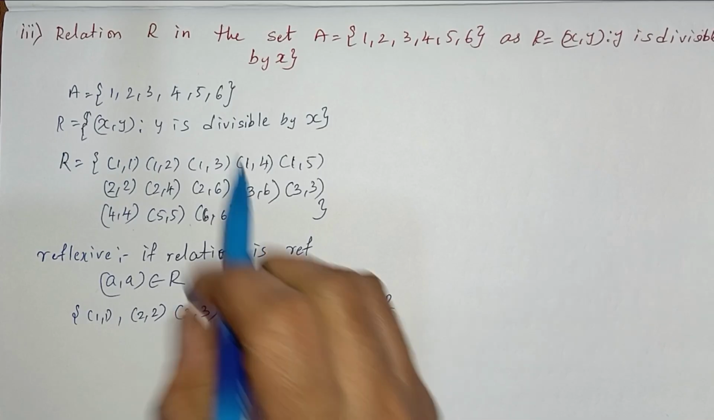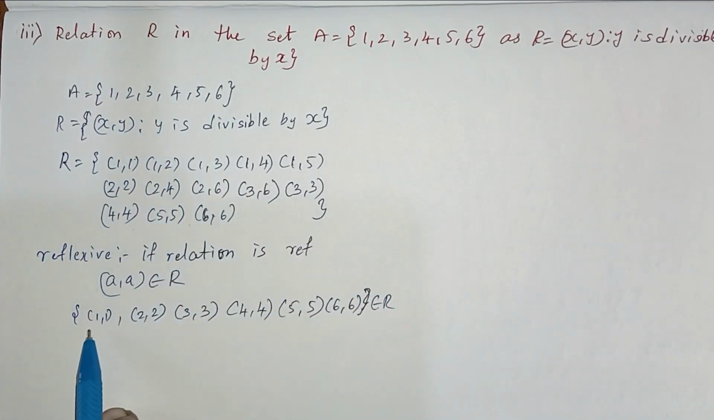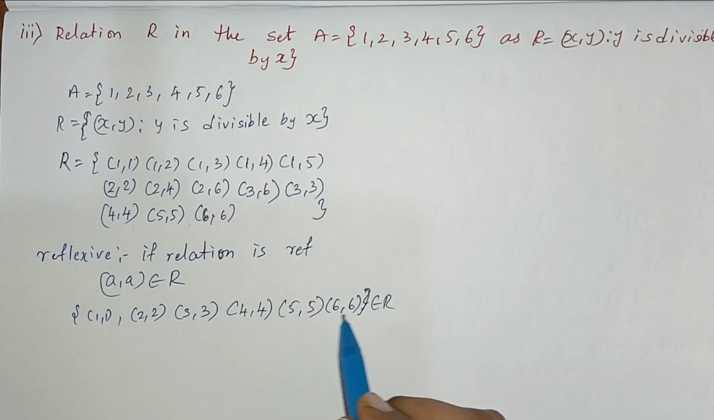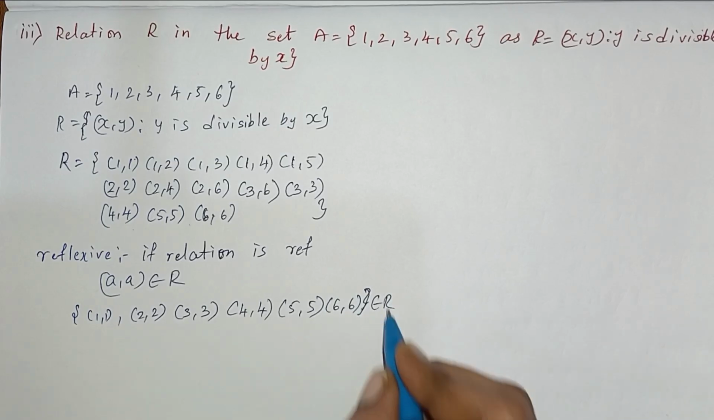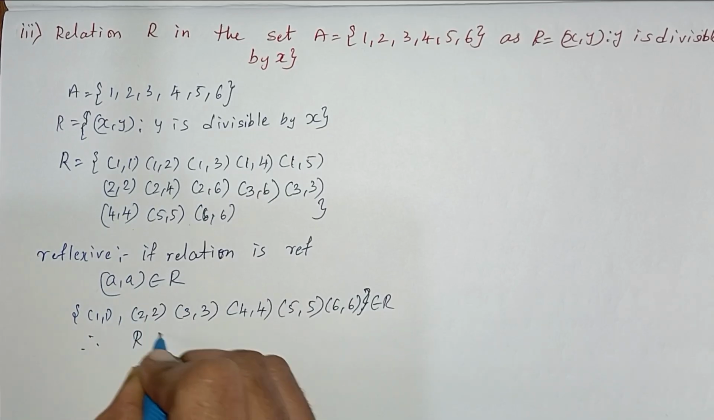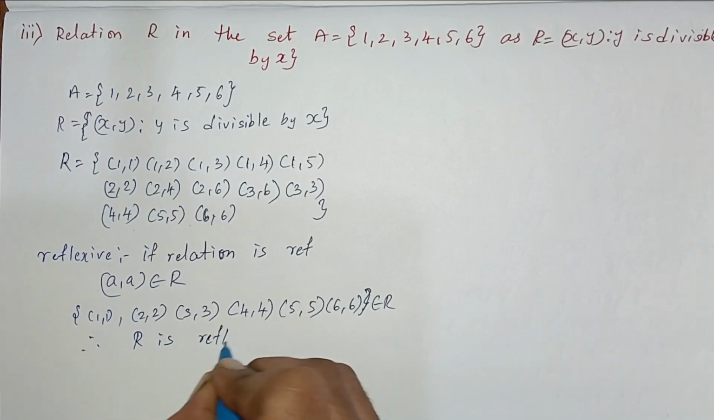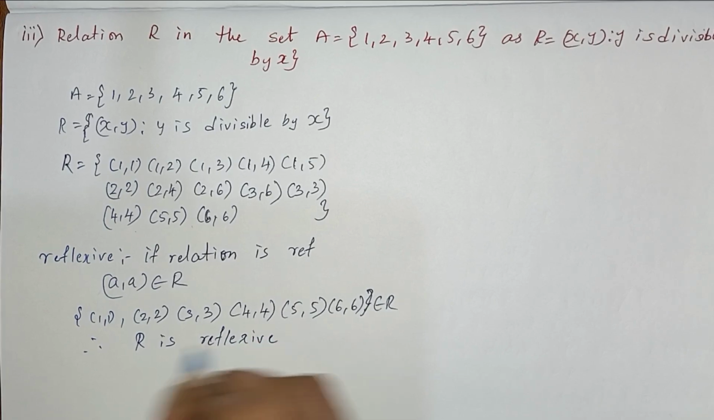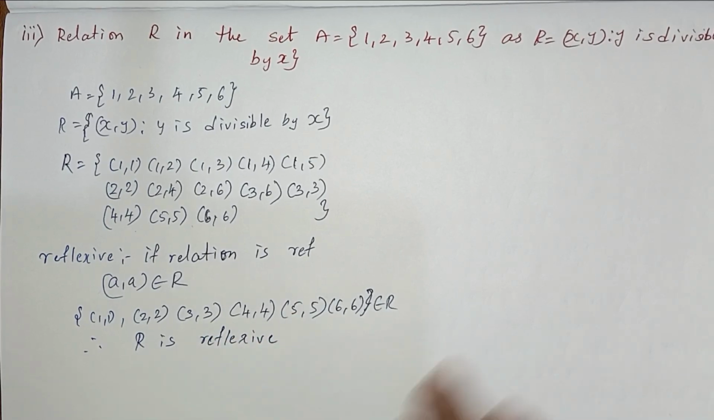So for whatever we have from 1 to 6, we have 1 comma 1, 2 comma 2, 3 comma 3, 4 comma 4, 5 comma 5, and 6 comma 6 belonging to R. So for all the elements of A, the pair is present in R. Therefore R is reflexive.